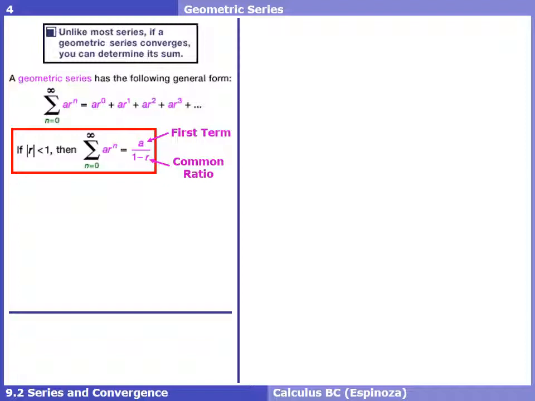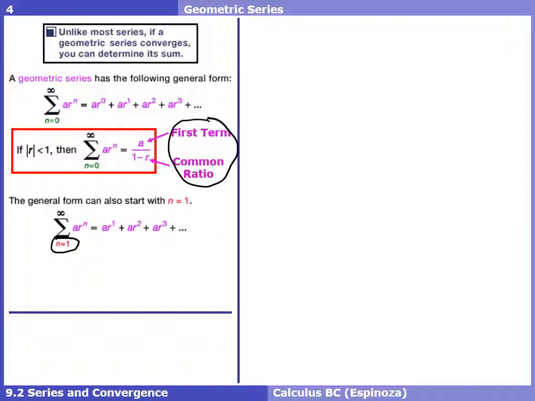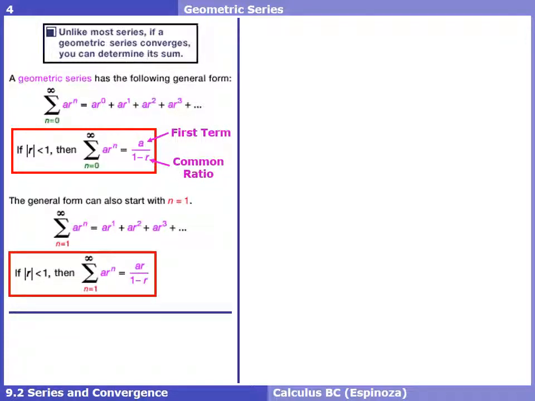And honestly, we can stop right here in a sense and just memorize these words to understand this formula. Because as it turns out, if n starts at 1, our formula looks a little bit different. And that's why I think it's easier to remember the words instead of these formulas. If n starts at 1, our first term is going to be a times r. You'll see right here, the first term is a times r to the first power, or just ar.